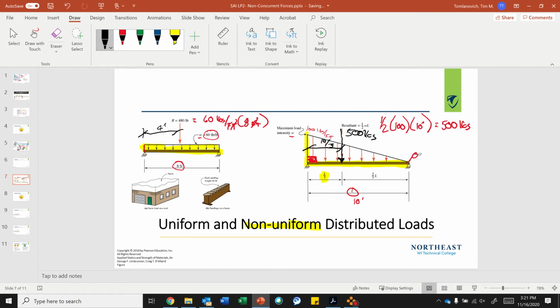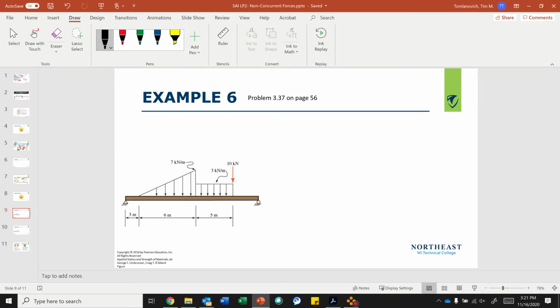Okay. Uniform, rectangle, non-uniform, triangular. So just some simple cases here. If you go on and get your four-year degree, we can actually do calculus and integrate the area underneath the curve, and you do not want to do calculus in this class, trust me. Okay, so I just wanted to bring this up because this will help you later in the semester.